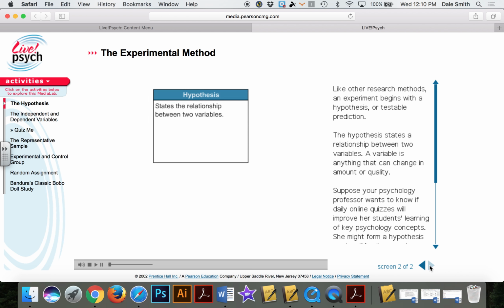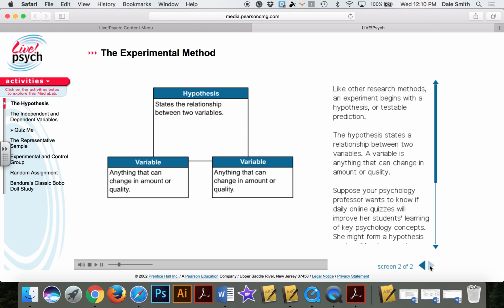Like other research methods, an experiment begins with a hypothesis or testable prediction. The hypothesis states a relationship between two variables. A variable is anything that can change in amount or quality.